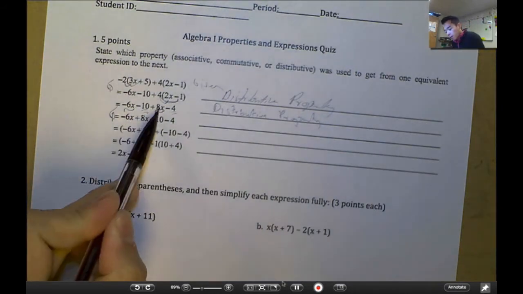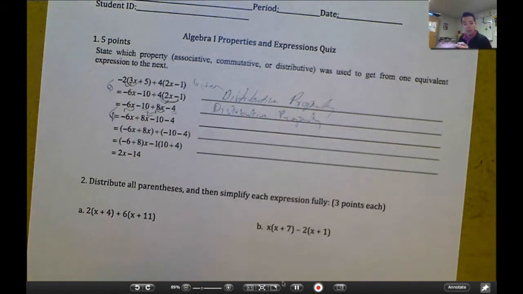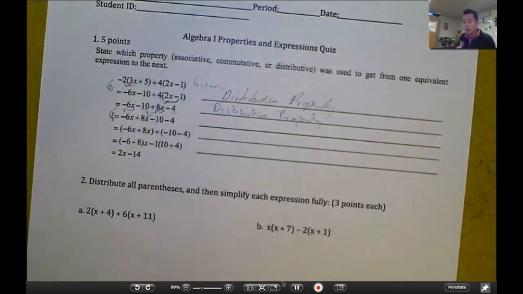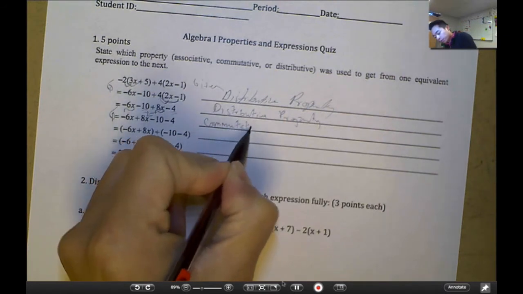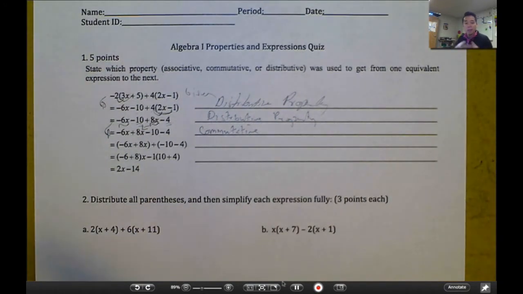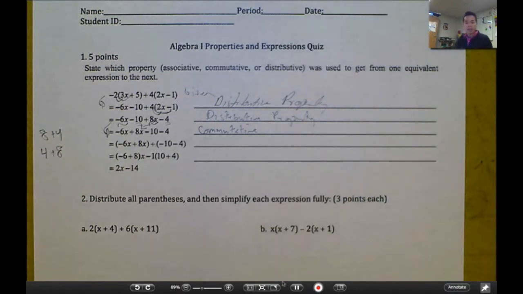Here, this just got shifted or switched around, flipped, moved. It didn't get grouped. It was starting at one place and it got shifted to another one. It got rearranged. So that would be the commutative property. Because the commutative property states that I can go back and forth, flip them around, switcheroo, and the terms will still be the same. It's the same thing as saying 8 plus 4, 4 plus 8. Okay, that would be the commutative property.